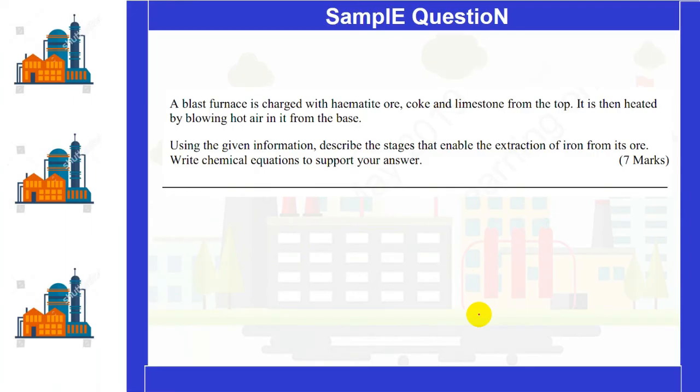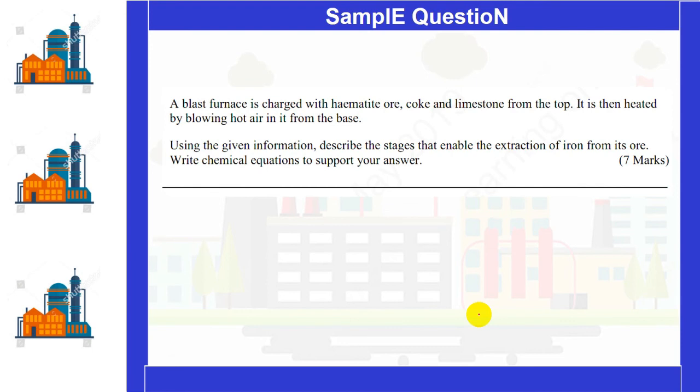So sample questions, we have this: a blast furnace is charged with hematite, coke and limestone from the top. It is then heated by blowing hot air in it from the base. Using the given information, describe the stages that enable the extraction of iron from its ore. Write chemical equations to support your answer.